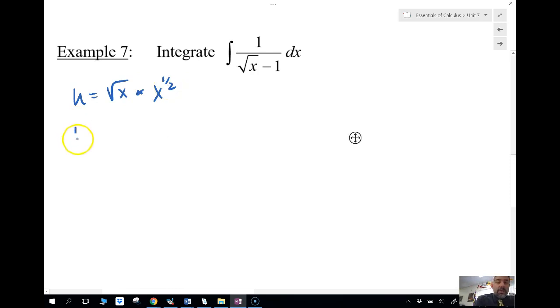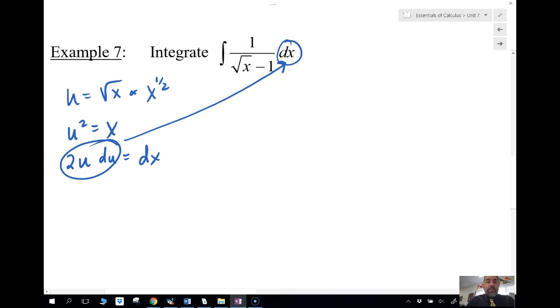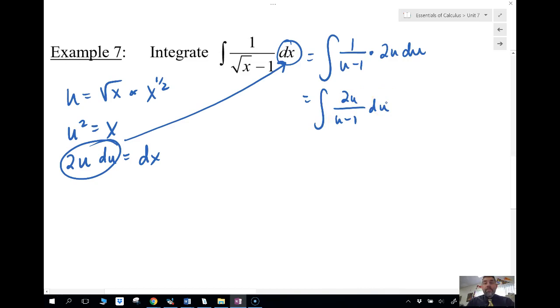Then we're going to say u squared equals x. I want the x to be by itself because it's much easier to take the derivative of x and just get dx, because then we can have an easy substitution here. dx is 2u du. So making my u substitution, I'm going to have 1 over u minus 1 times 2u du. So then I'm going to have 2u over u minus 1 du.